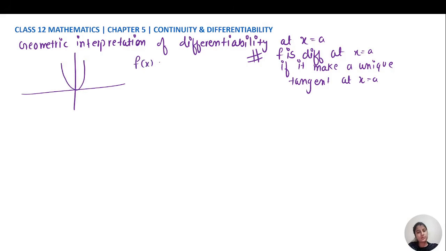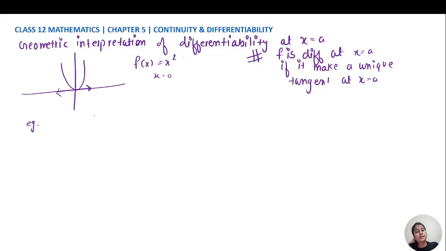This is f of x equals x squared. As you can see, let's check the differentiability at x equals 0. At x equals 0, there is only one unique tangent, which is the y equals 0 line, that is nothing but our x-axis. This is the only unique tangent.